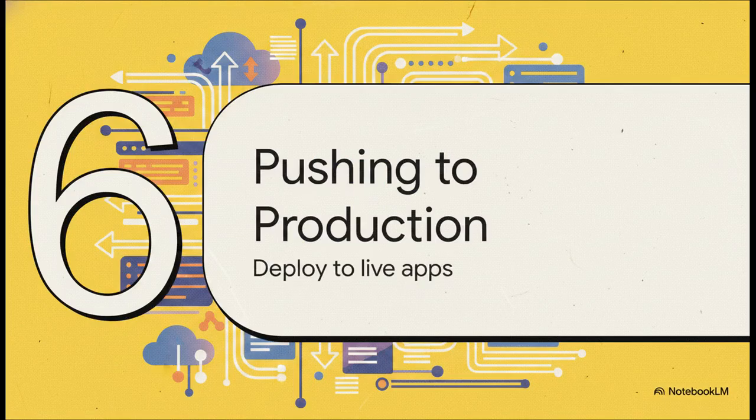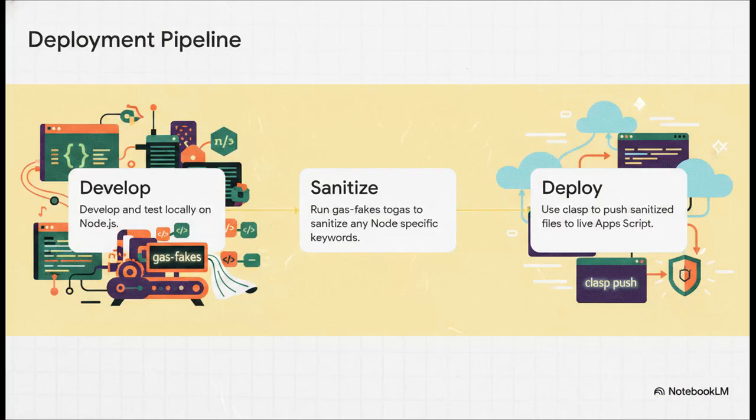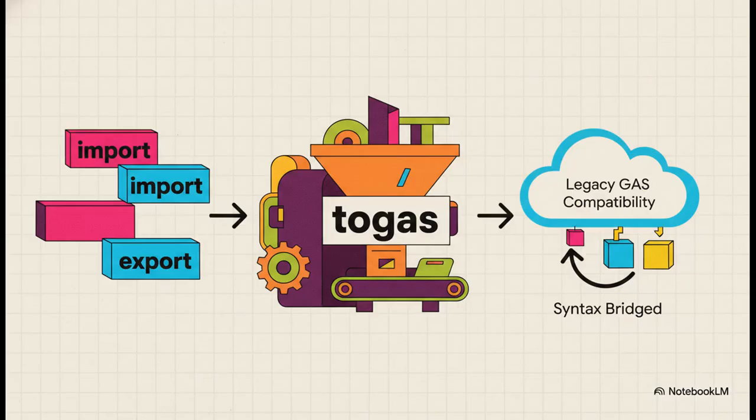All right, bringing it home with section 6, pushing to production. The deployment pipeline here is incredibly straightforward. Step 1, you develop locally using Node.js, taking advantage of all the modern tools we just talked about. Step 2, you run the command gasfakes togas to sanitize your code. And step 3, you use Google's official clasp tool to push that sanitized code straight back into the live Apps Script environment.